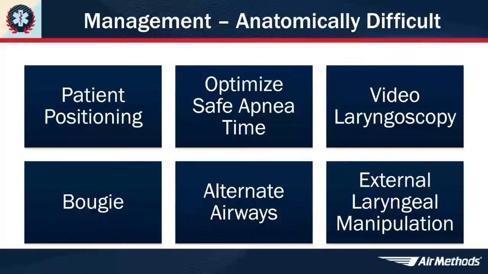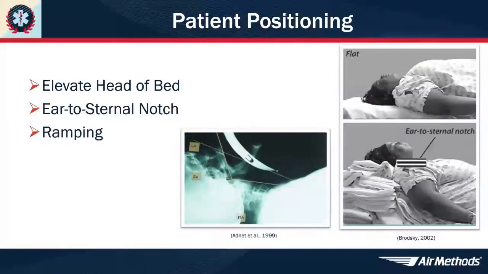All right, as far as managing difficult airways, these are the things that we're going to be talking about. We're going to talk about patient positioning. We're going to talk about optimizing that safe apnea time, or optimizing pre-oxygenation. Talk more about video laryngoscopy, bougies, alternative airways. And then we'll also talk about external laryngeal manipulation, which you probably know as crike pressure. There is a little bit of difference in those two, and we'll talk about that.